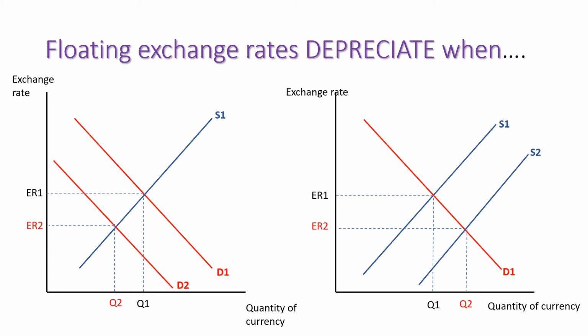And to get hold of that extra foreign currency, Brits have got to supply more of their own currency, pound sterling, which explains why the supply of sterling has increased there from S1 to S2, which causes the exchange rate to fall. So what we're really saying here is that floating exchange rates have just got a natural tendency to depreciate when a country suffers from an international competitiveness problem and its exports are falling and its imports are rising.